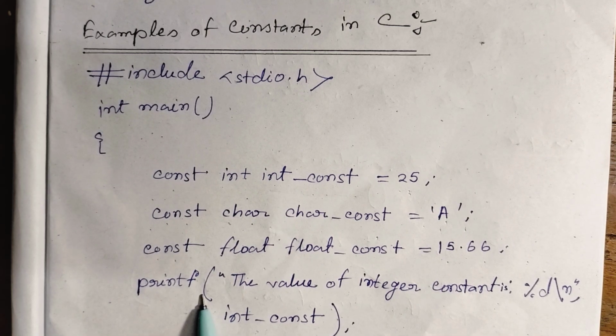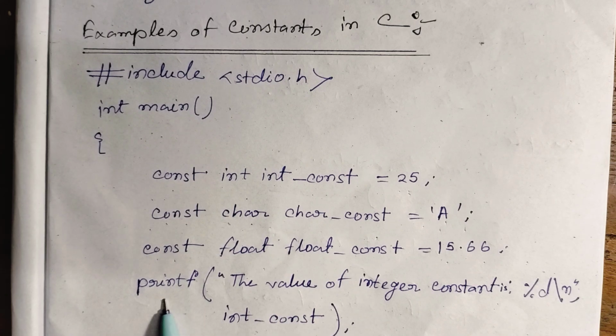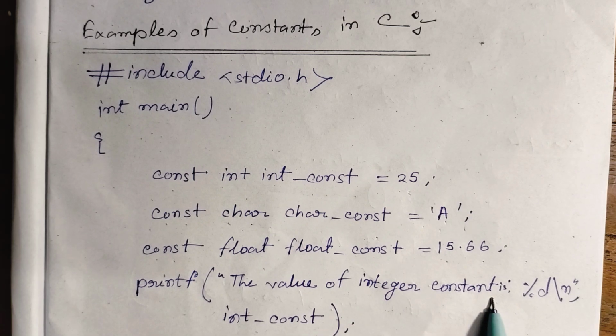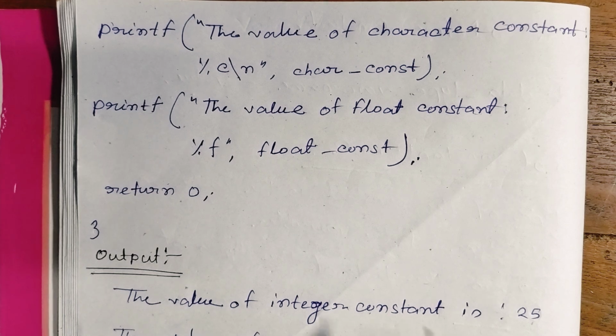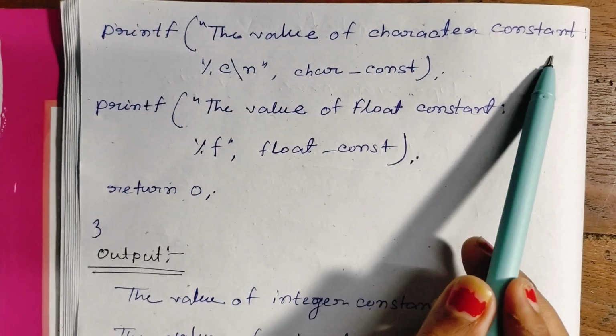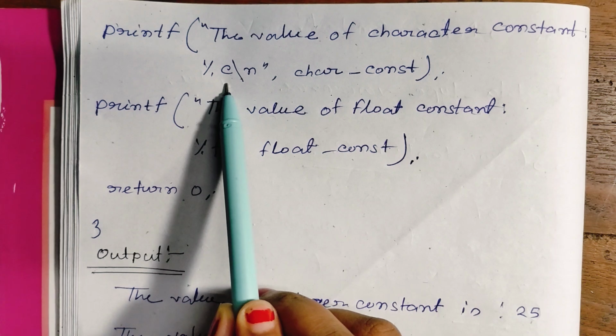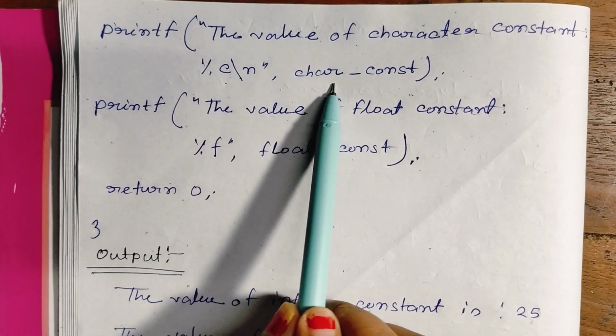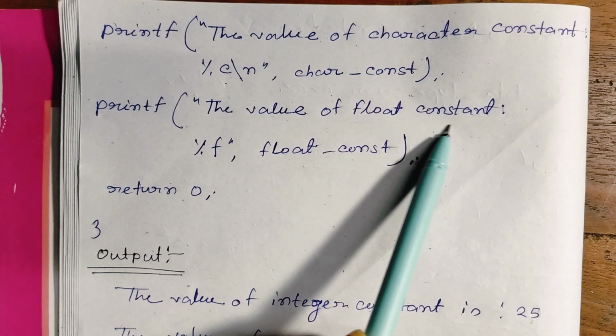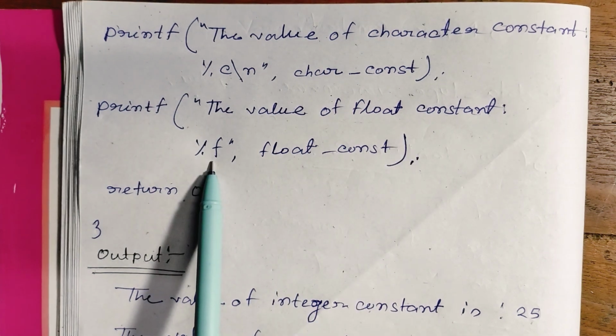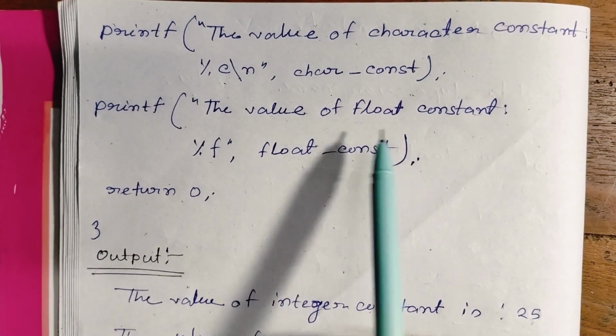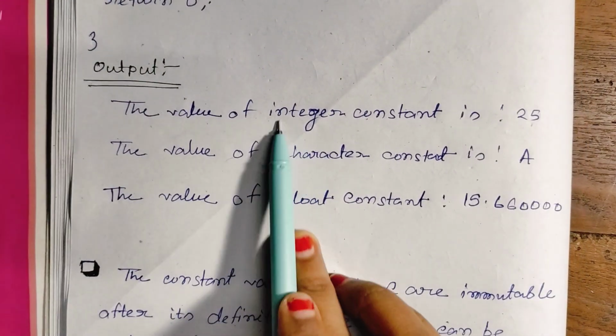After that, printf, which is used for printing the value. The value of integer constant is %d. %d is the format specifier for an integer variable, so %d, then the int constant. Similarly, the value of character constant %c, which is the format specifier for character, and the character constant. Then printf the value of float constant, for float this is %f, and the float constant. Return 0. After that, the output is this.